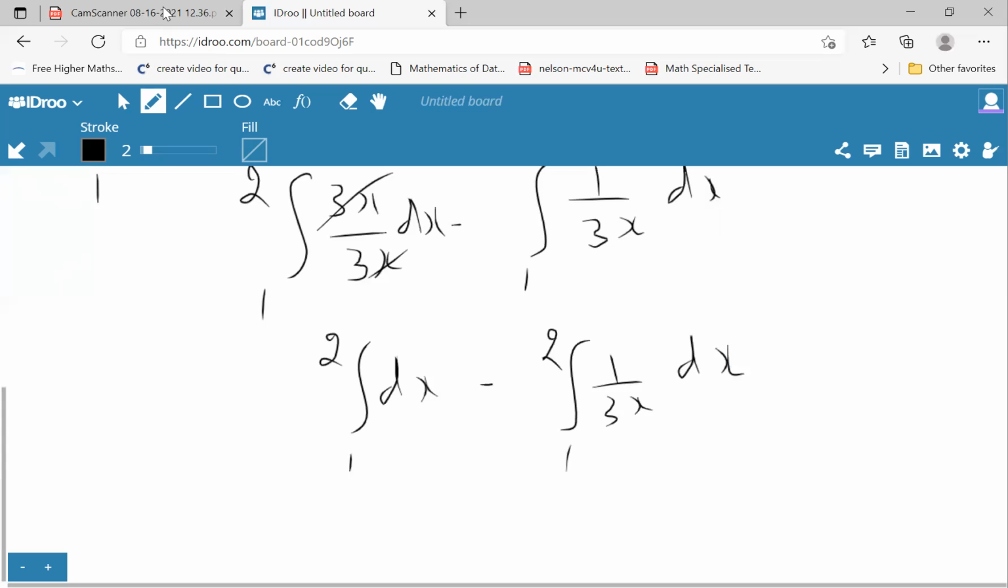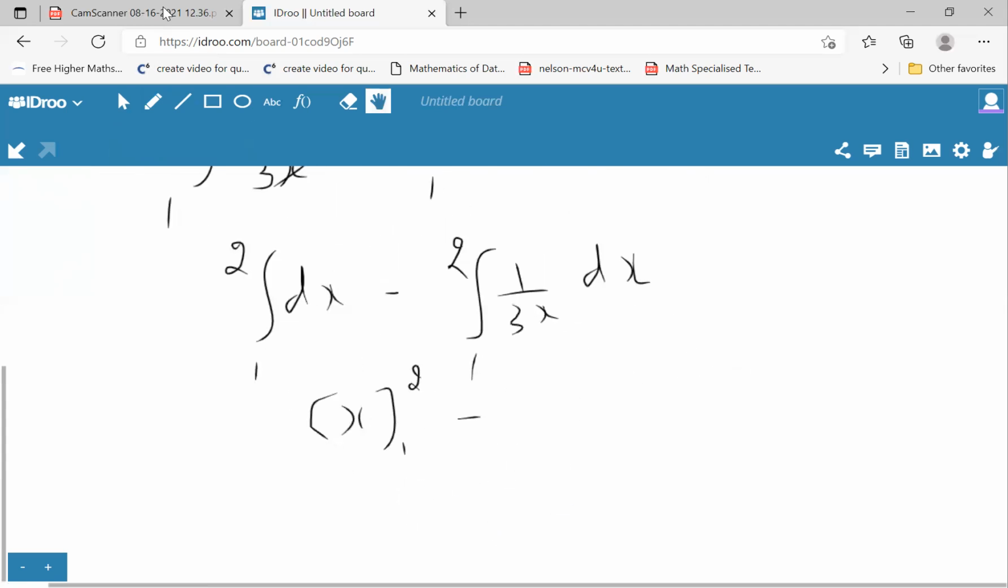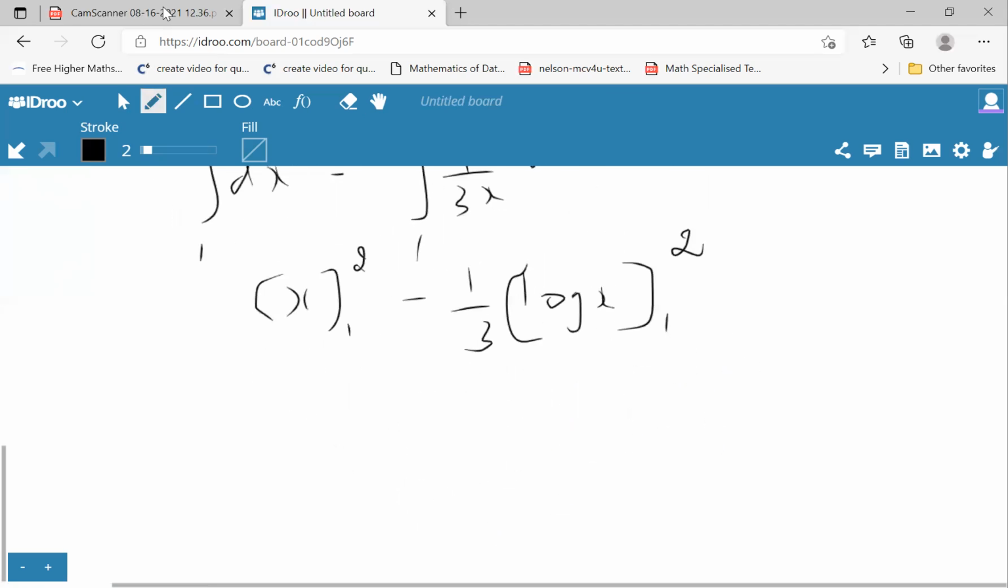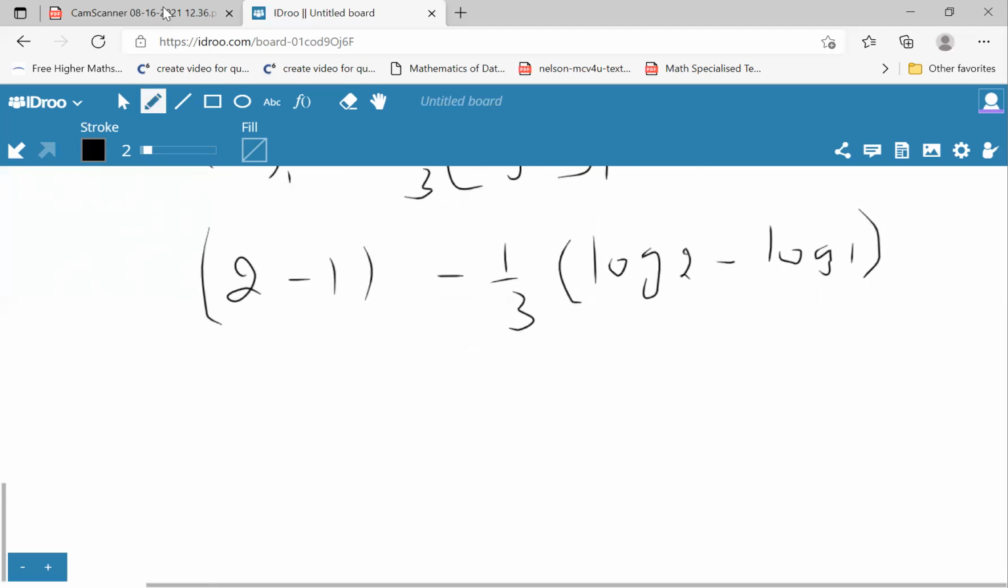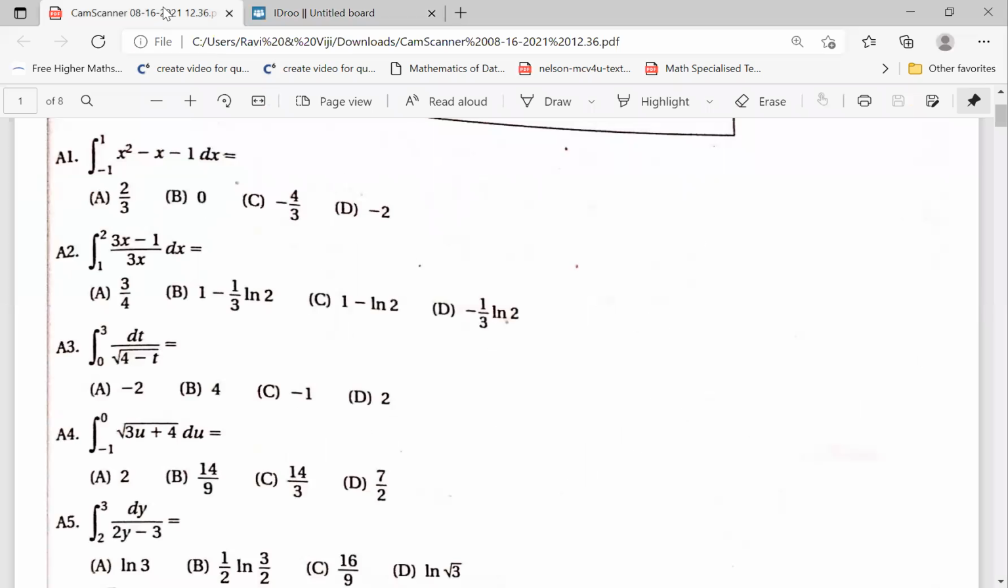On integration, this gives you x between the limits 1 to 2, minus 1 by 3, which is a constant, so let's take it out. Integration of 1 by x will give you log x between the limits 1 to 2. On applying the limits, upper limit minus the lower limit, we get 2 minus 1, minus 1 by 3 into log 2 minus log 1. Log 1, of course, is 0, so that term goes away. So you'll be left with 1 minus log 2 by 3. So option B is the correct answer.